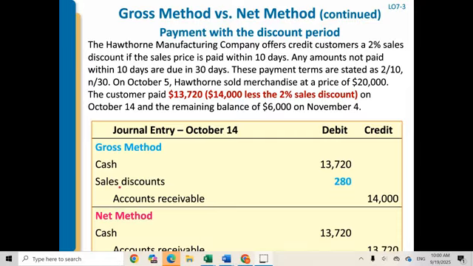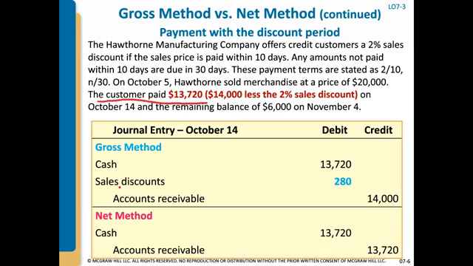The problem goes on to say, the same problem, it says the customer paid $13,720, which is $14,000 less the 2% sales discount, on October 14th, and then they paid the remaining on November 4th when the invoice was actually due. So remember the invoice was for $20,000 total, but they only paid a portion of it within the 10 days. So they only received the 2% discount for the portion they paid. So for the $14,000, they were paying early.